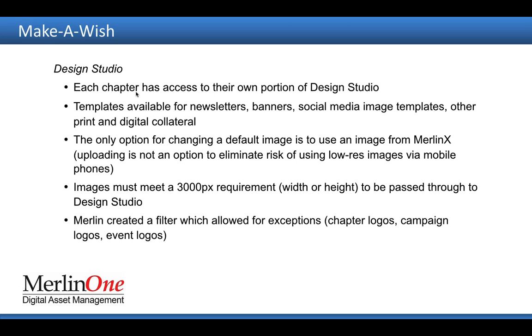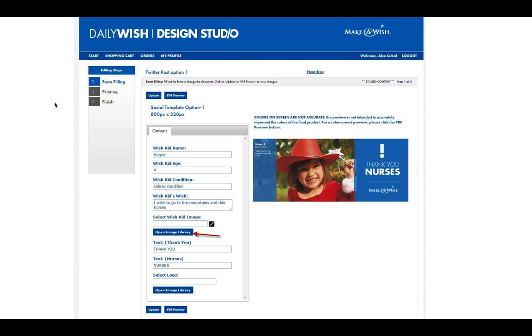And also a filter that allows for exceptions. So things like chapter logos and other types of logos may be smaller than that 3,000 pixel requirement. So this is something, again, that is set up on the Merlin side. And let me show you what it looks like. I don't have live access to Design Studio, but I can show you what it looks like. So again, this is a third-party application built by a company called Blue Sky.